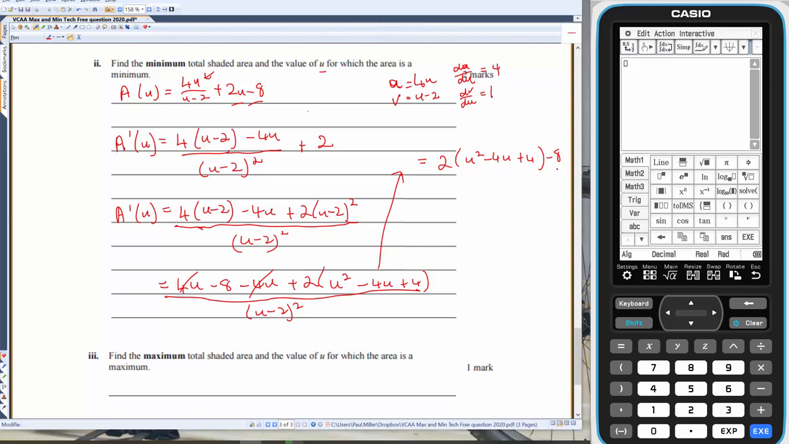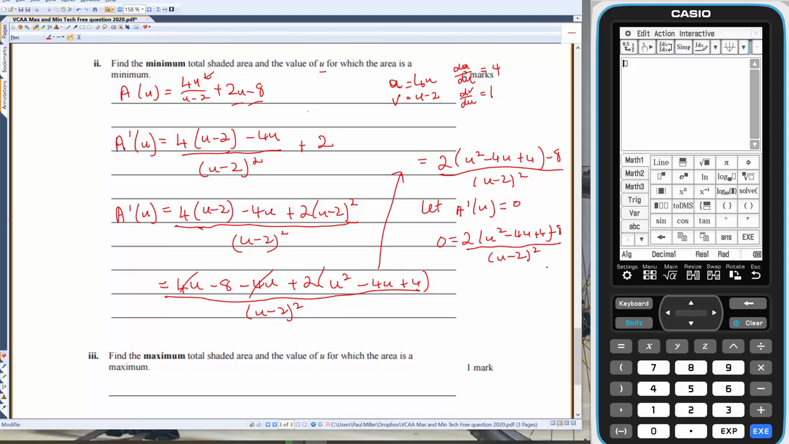And that is going to be over (u − 2) all squared. Okay, now I'm going to say let A dash u be equal to 0, so I want to find the stationary points now. So I think we're ready to go. 0 equals 2u squared take away 4u plus 4 take 8 over (u − 2) all squared.